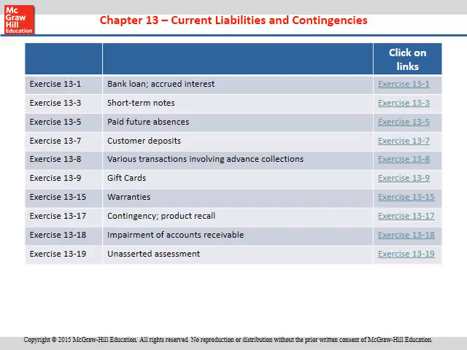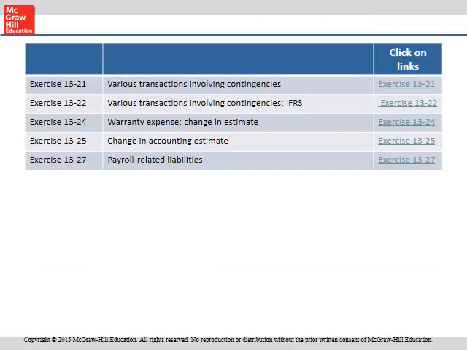Welcome to the exercises portion of Chapter 13, Current Liabilities and Contingencies. You will see that we have approximately 15 exercises that we'll be going over, and those should help you in preparing for your homework.